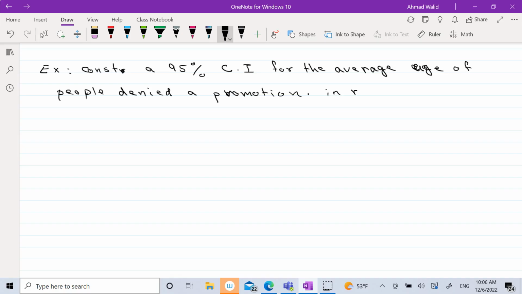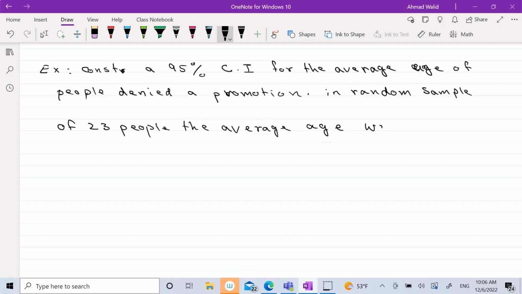In a random sample of 23 people, the average age was 47.0 years, with a standard deviation of 7.2 years.